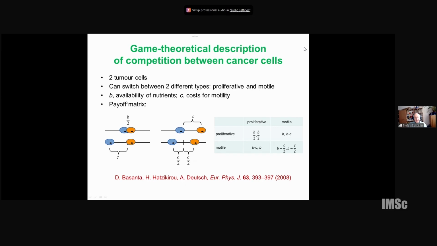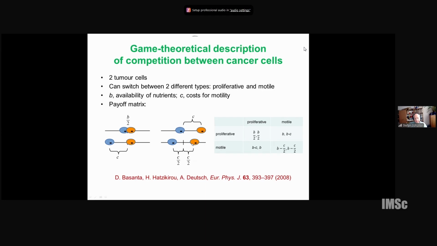And they assume that B is the availability of nutrients, for example glucose, and C is the cost for motility. Maybe they have to express some proteins to go away and to attach to a secondary site, as there's a primary site and a secondary site. Maybe this is an oversimplification, but they assumed if both cells are proliferative, they have to share the nutrients, so each of them gets B half. Then if one of them moves, the resident cell gets B, the total nutrient, and at the secondary site also B, but it has to pay the cost, therefore B minus C.